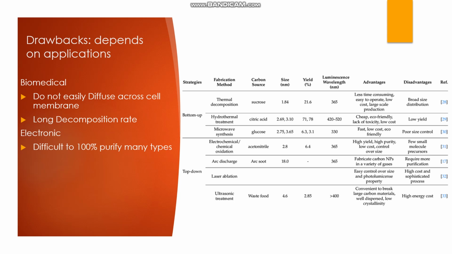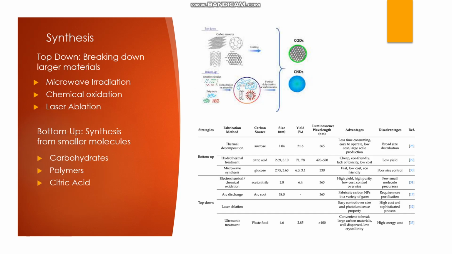And then there is one major drawback in all situations, which is that it's very difficult to 100% purify many types of these from other carbon quantum dots, and it's very difficult to control the sizes down to a very fine point. And these are just different methods of creating carbon quantum dots on the right and showing the different yields of them, and then which leads into the synthesis of these carbon quantum dots. And there are two main types of carbon quantum dot synthesis.